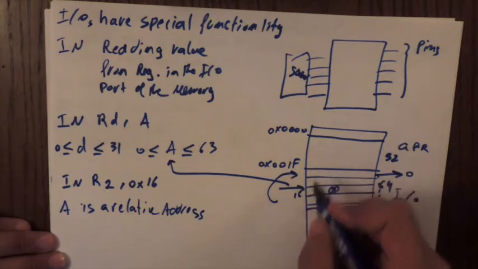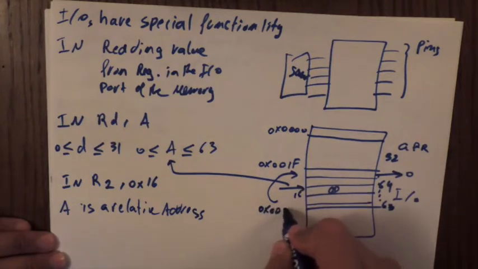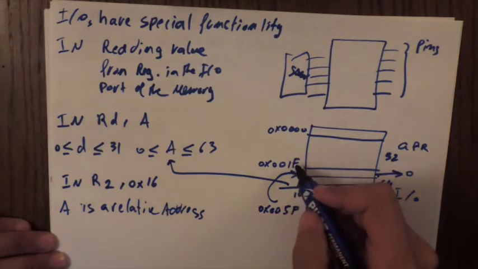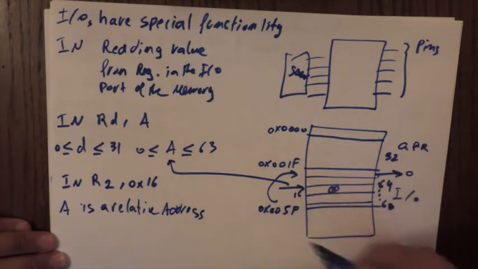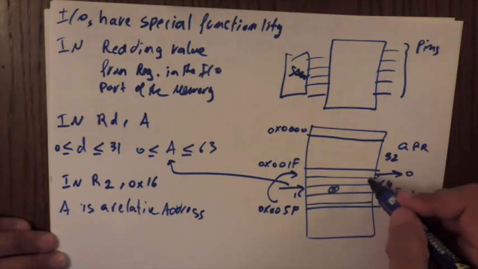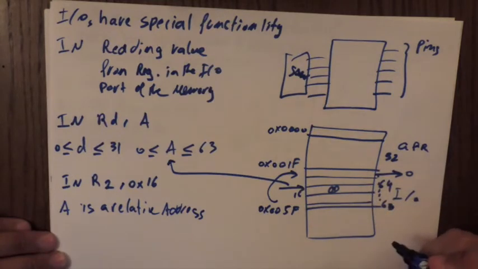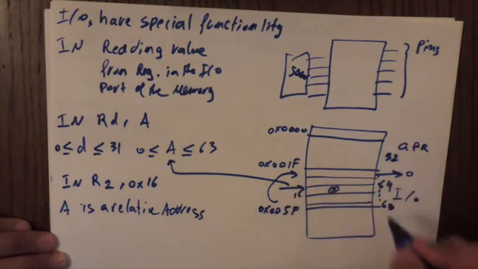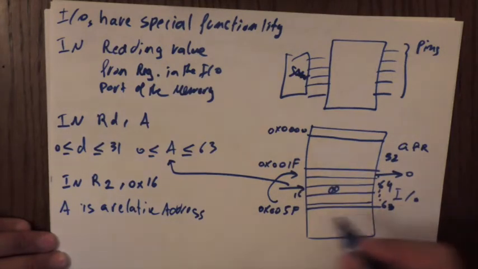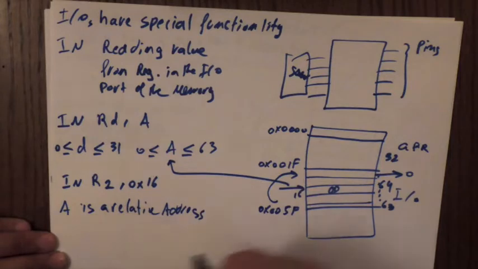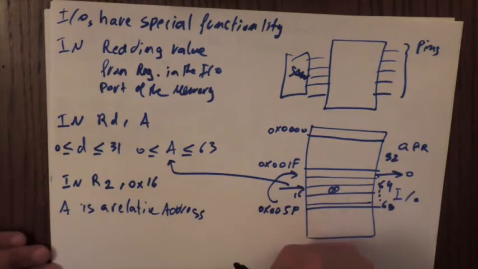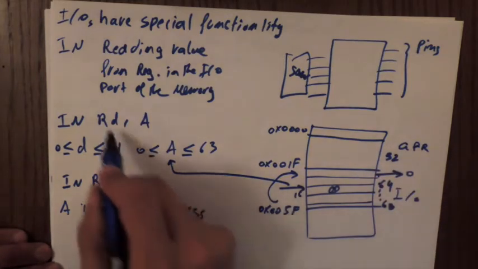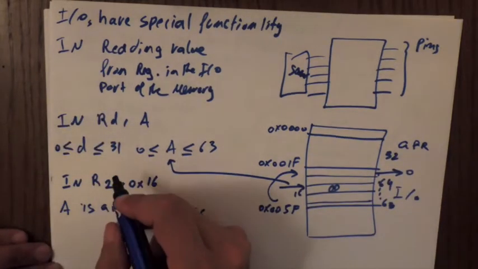Alright, so instead of using the real address, which is from 0x0020 to 0x005F, we actually start counting from here, 0, 1, 2, 3, 4 until we reach 63. So 0x16 is somewhere between 0 and 63, and so my instruction works. 0x16 does not mean R16 in this case because I'm using it with an in instruction.